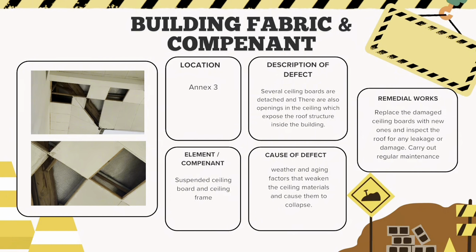Next, we move to the third defect identified during the inspection. The defect was found at NX3 involving the element or component suspended ceiling board and ceiling frame. Based on the inspection, the defect observed is that several ceiling boards are detached and there are also openings in the ceiling which expose the roof structure inside the building.